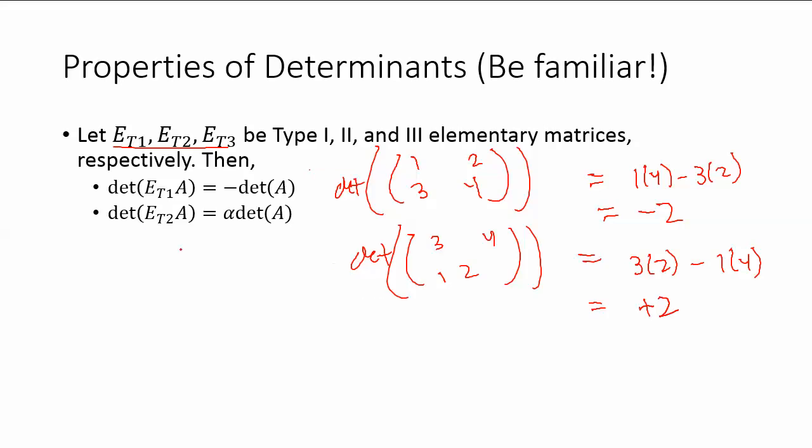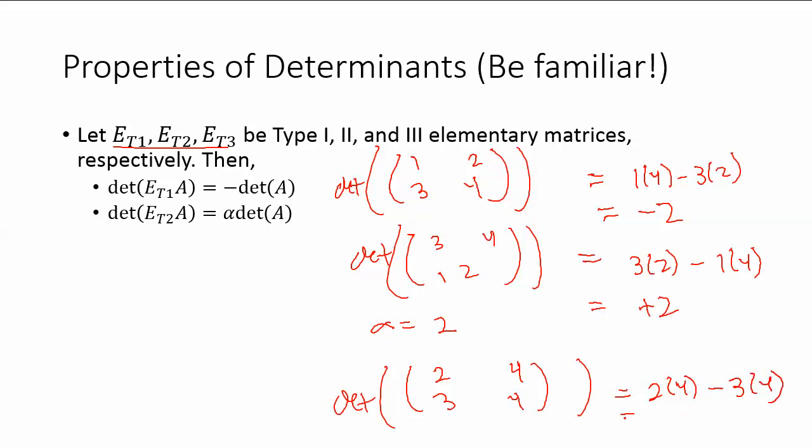In this same fashion, we could demonstrate that if you scale a row, so let's say alpha equals 2, and I scale the first row by 2, so I would get 2, 4, 3, 4. So all I've done is I've scaled the first row, and the determinant of that is going to be 2 times 4 minus 3 times 4. 2 times 4 is 8 minus 3 times 4 is -12, which is going to give me a determinant of -4.